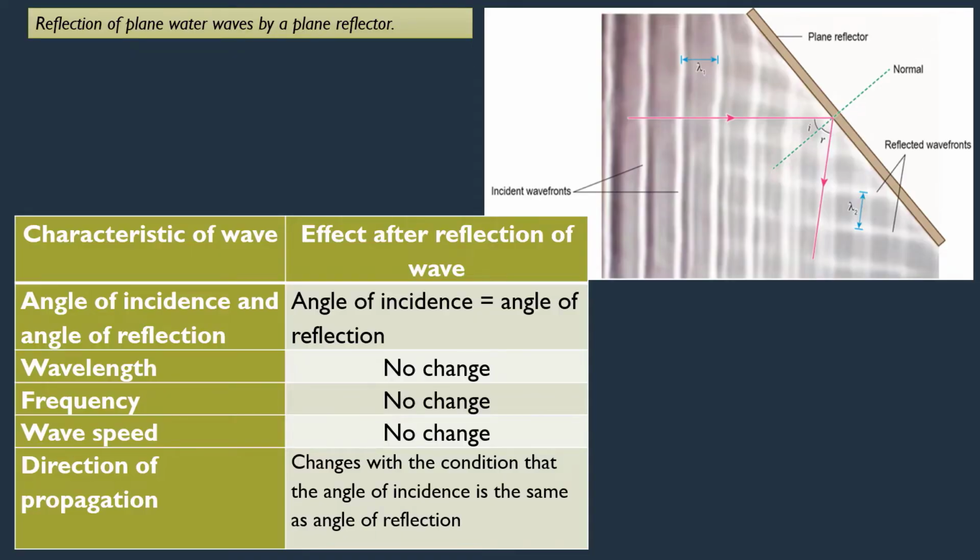Now, from this activity, we can summarize the effects of reflection on the characteristics of waves. We have discussed the angle of incidence and angle of reflection. They are the same, not changing. Wavelength also will not change before and after reflection. Frequency also remains the same before and after reflection. Since wavelength and frequency are not changing, the wave speed will not change as well. The only thing that changes during reflection is the direction of propagation.